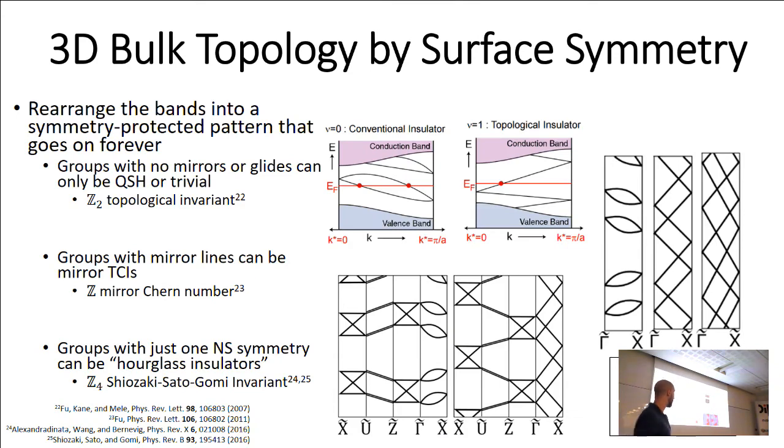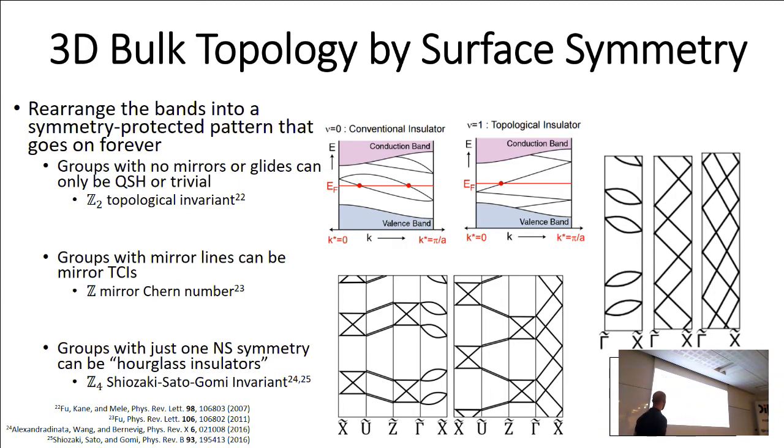And these were all derived using a fairly complicated set of formulas, but there's a simpler intuition for the way these topological invariants work. You could imagine taking the bands that you knew about in the trivial phase from group theory, rearranging them in a symmetry-allowed way to make an infinite pattern, and then asking the question: is that infinite pattern compatible and stable in a bulk insulator?